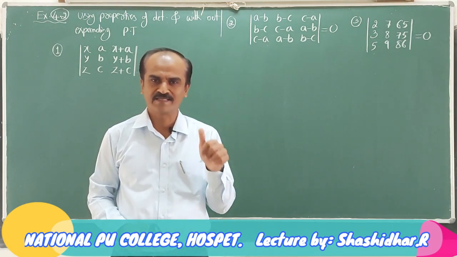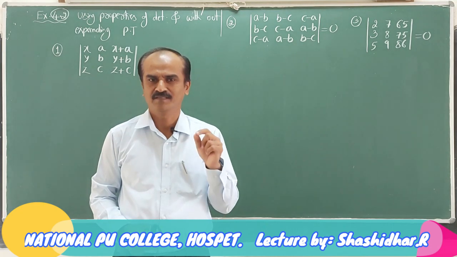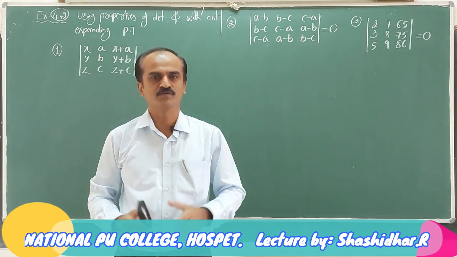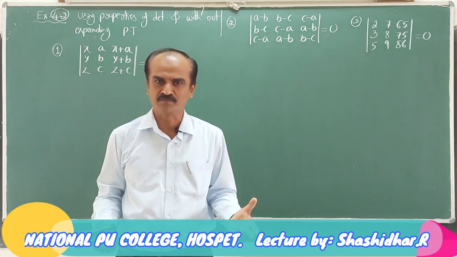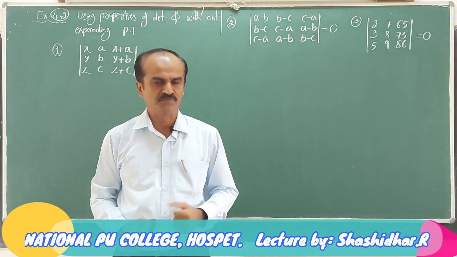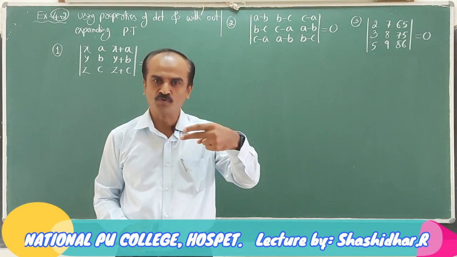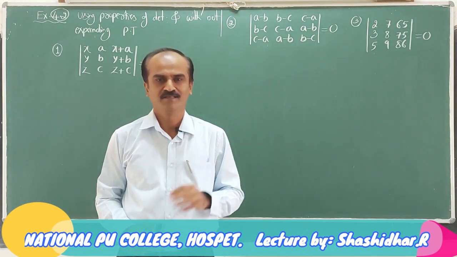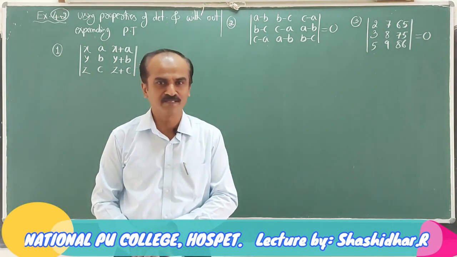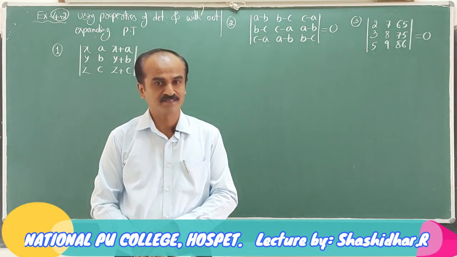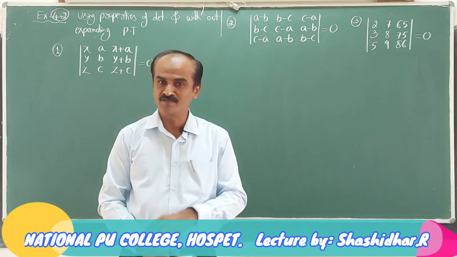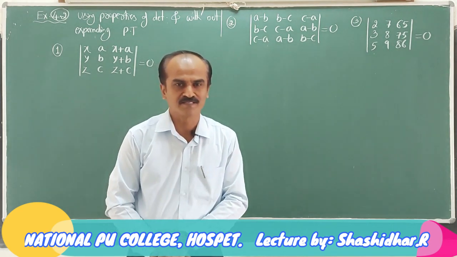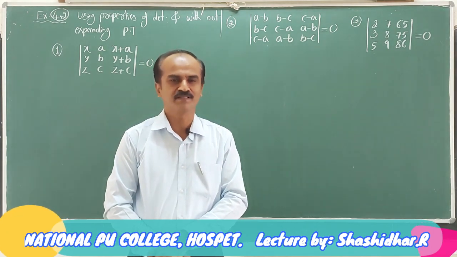Case 1: if all the elements in any row or any column are zeros, then it will be 0. Case 2: if in any two rows or two columns the entries are identical, then also the value of the determinant is 0. Third case: if the elements of any two rows or any two columns are proportional, then also we can say that the value of the determinant is 0.